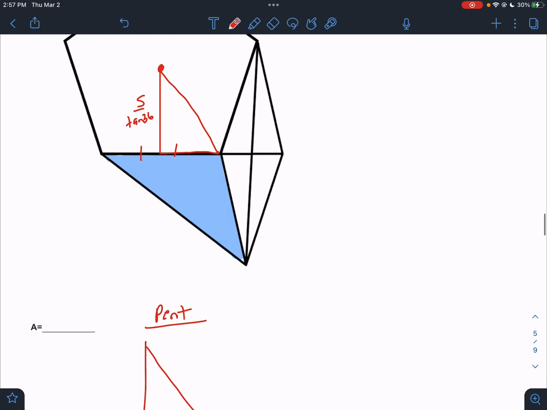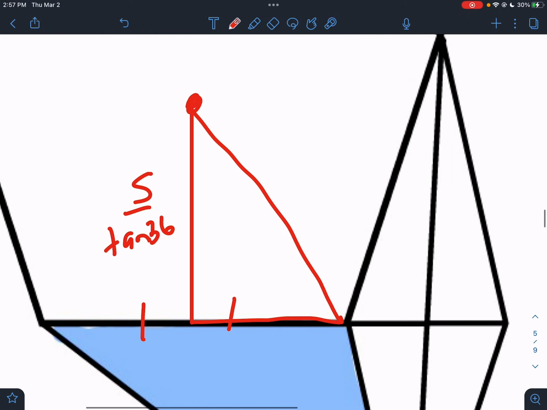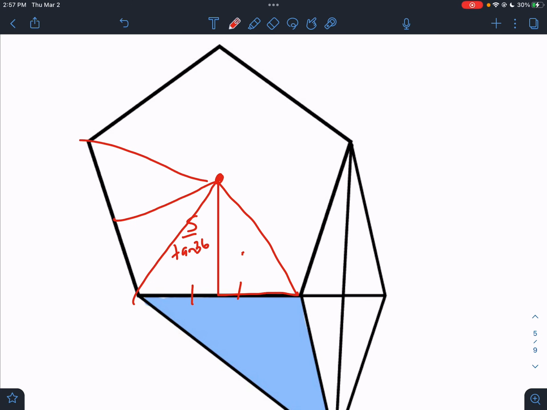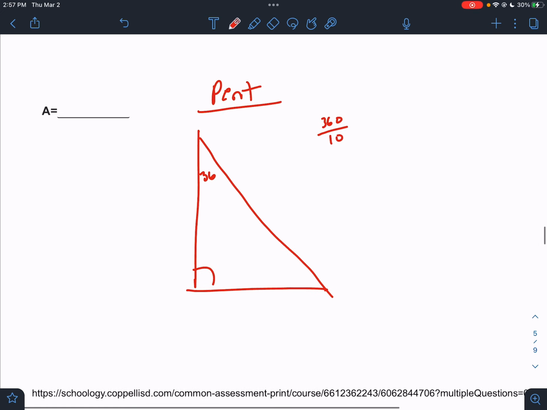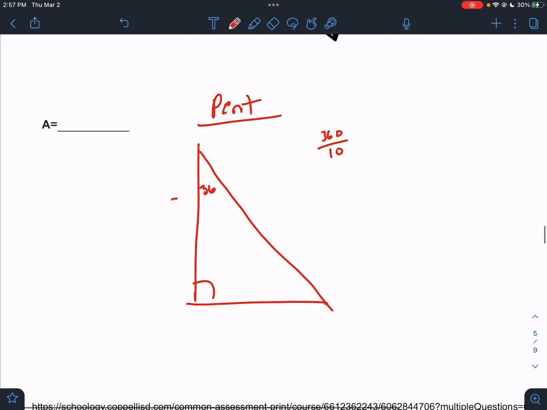Now what do we do? We've worked these problems before. We know that the top angle is 360 divided by 10. That would be 36. Why 10? Ten of these triangles would fit inside the pentagon. I'm not going to draw a 10, but if you went around, there would be 10 of them. 10 triangles. Okay. And we know that this side is 5 divided by tan 36.